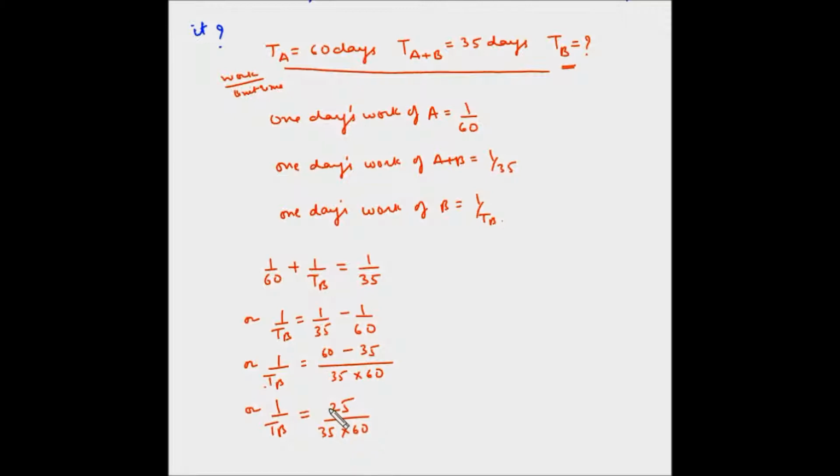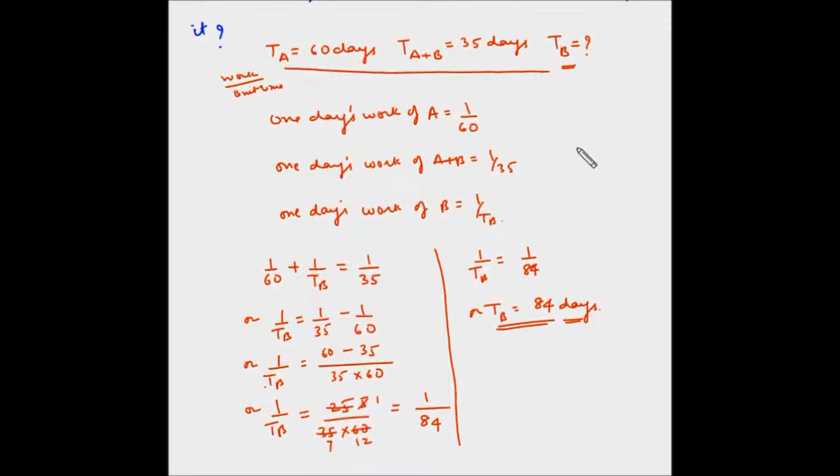Now 5 5s are 25 and 5 7s are 35, 5 1s are 5 and 5 12s are 60. So this becomes 1 divided by 12 multiplied by 7, which is 84. So 1 divided by TB is equal to 1 divided by 84, or TB is equal to 84. So the time taken by B to complete the entire work will be 84 days.